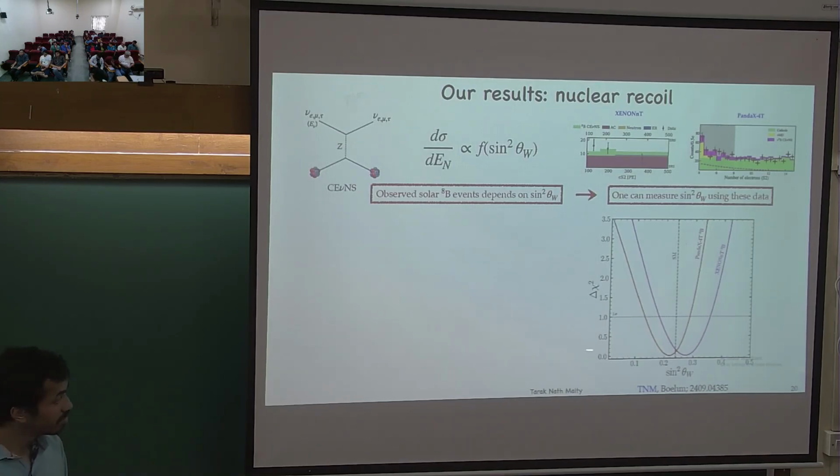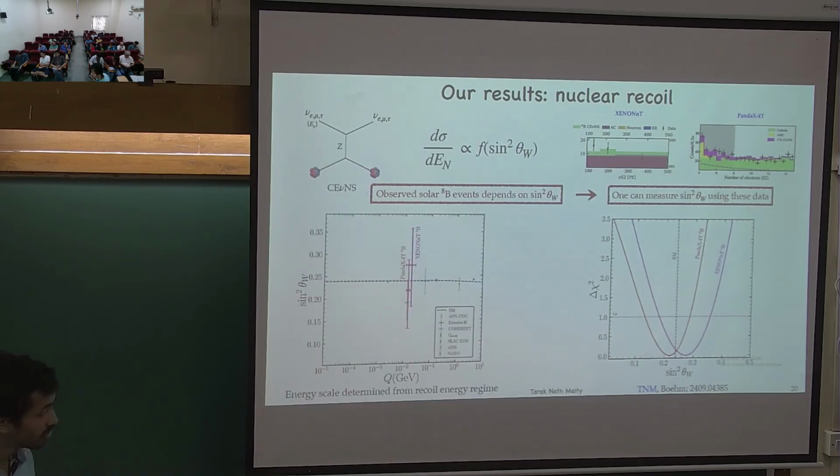Now, here is the plot of the chi-square profile for XENONNT and PandaX. The red solid line is from PandaX, and the magenta line is from XENONNT. As you can see, the standard model expectation, given by this black dashed line, is sort of in the middle of what you are getting, so it's consistent with the standard model. Given this chi-square profile, you can calculate the value of sin square theta w at 1 sigma. That's what we try to do. And here again, sin square theta w is plotted against the energy scale, with these two being the measurements from PandaX and XENONNT.